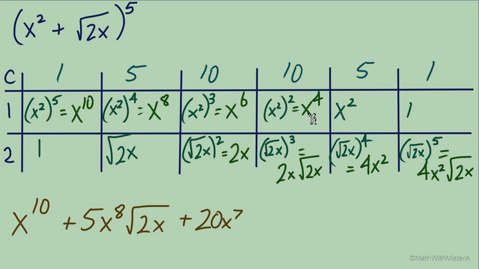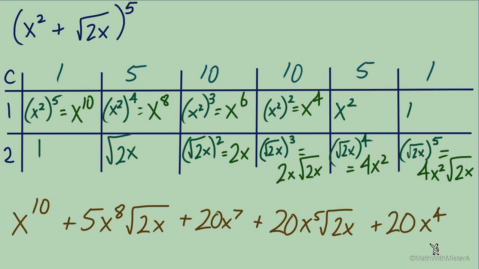Next, a 10 times x to the 4th times 2x radical 2x. Well, this 2x is outside of a radical. We can definitely multiply the 2 times the 10. We can multiply the x to the 4th times this x to the 1st, but the radical 2x is just tagging along. So this looks like a 20 x to the 5th with the radical 2x. Our next term, 5 times x squared times 4x squared. So this is a 20, and x squared multiplied together is x to the 4th. So there's a 20x to the 4th. And our last term, multiplying a couple of 1's to this 4x squared radical 2x. So there's our last term.